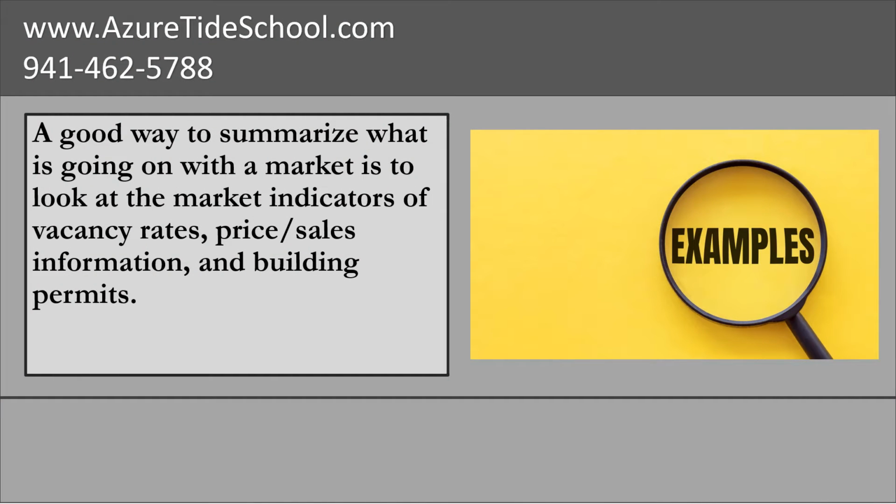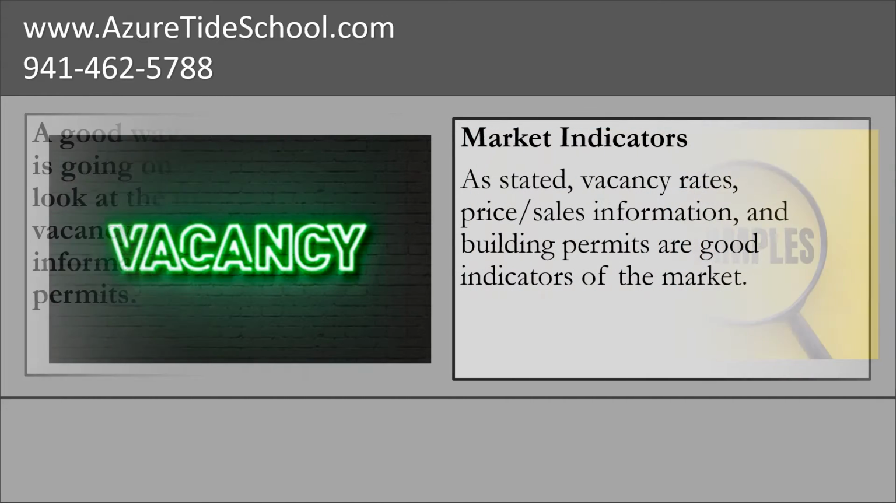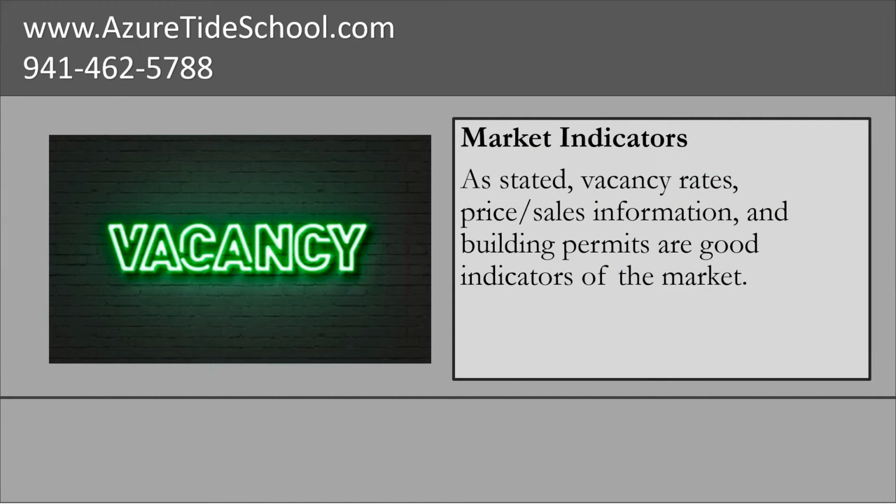A good way to summarize what is going on with the market is to look at the market indicators of vacancy rates, price and sales information, and building permits. Market indicators. As stated, vacancy rates, price and sales information, and building permits are all good indicators of the market.